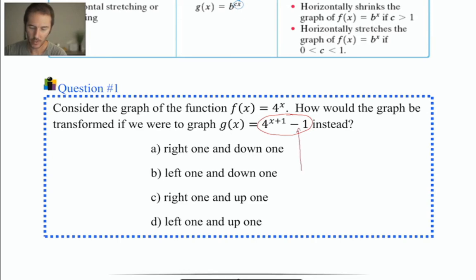However, this -1 that's on the outside does modify our y values the way you would think. It does drag the graph down 1 unit. So we're doing a horizontal shift to the left 1 and vertically down 1. Left 1, down 1. Option B it is.